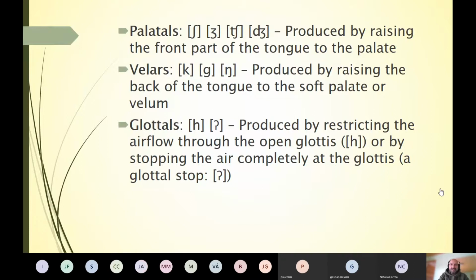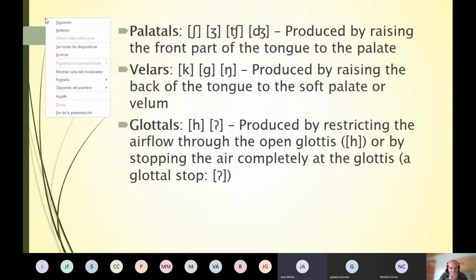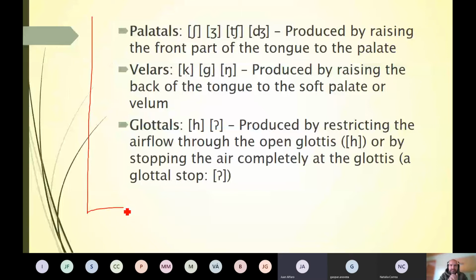Okay. Juan, could you take care of this slide, please? Thank you. Palatals. Produced by raising the front part of the tongue to the palate. Velars. Produced by raising the back of the tongue to the soft palate or velum. Glottals. Produced by restricting the airflow through the open glottis or by stopping the air completely at the glottis. Thank you so much, Juan. So these are three categories: palatals, velars, and glottals, right?